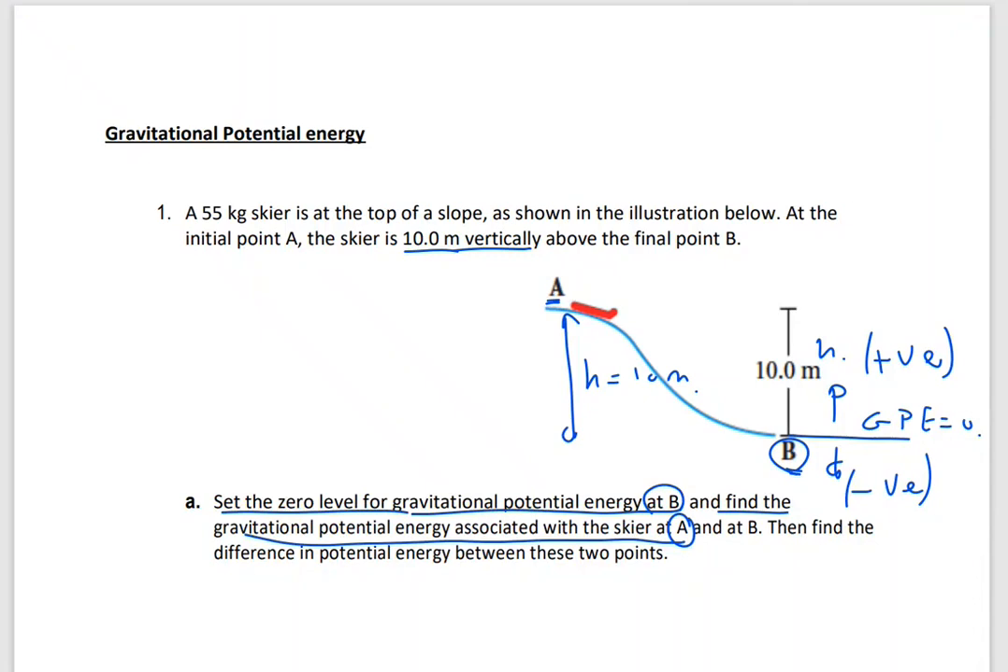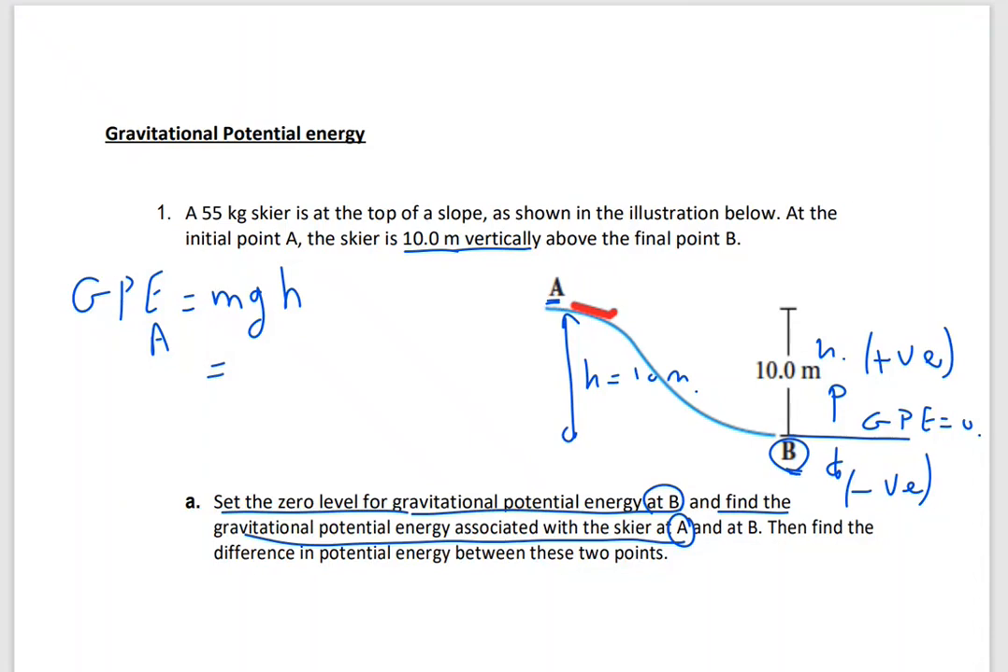Now the gravitational potential energy at point A. Gravitational potential energy is the energy possessed or acquired by an object due to change in its position when it's present in a gravitational field. So it depends on the weight of the object, mass times free fall acceleration, times the height. Here the height is positive because it's above the level that's set to zero.